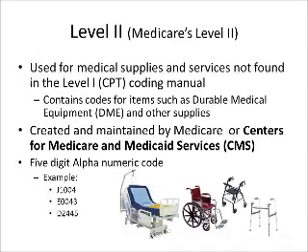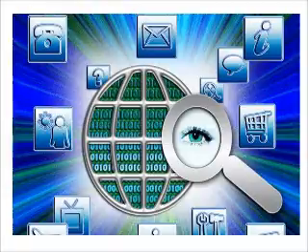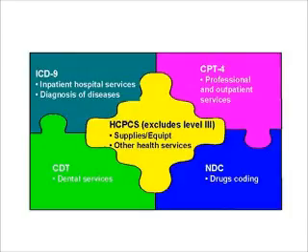For example, the first character would be an alpha code. J1004, E0043, D2445 are all examples of a Level 2 HCPCS code. Level 3 are local codes used by Medicare's regional fiscal intermediaries. An intermediary, by the way, is an entity that processes claims for Medicare. Due to HIPAA's standardized code sets, Level 3 codes have been discontinued. Coders should refer to HCPCS Level 1 or Level 2 codes for outpatient and ICD9 Volume 3 for inpatient procedures.